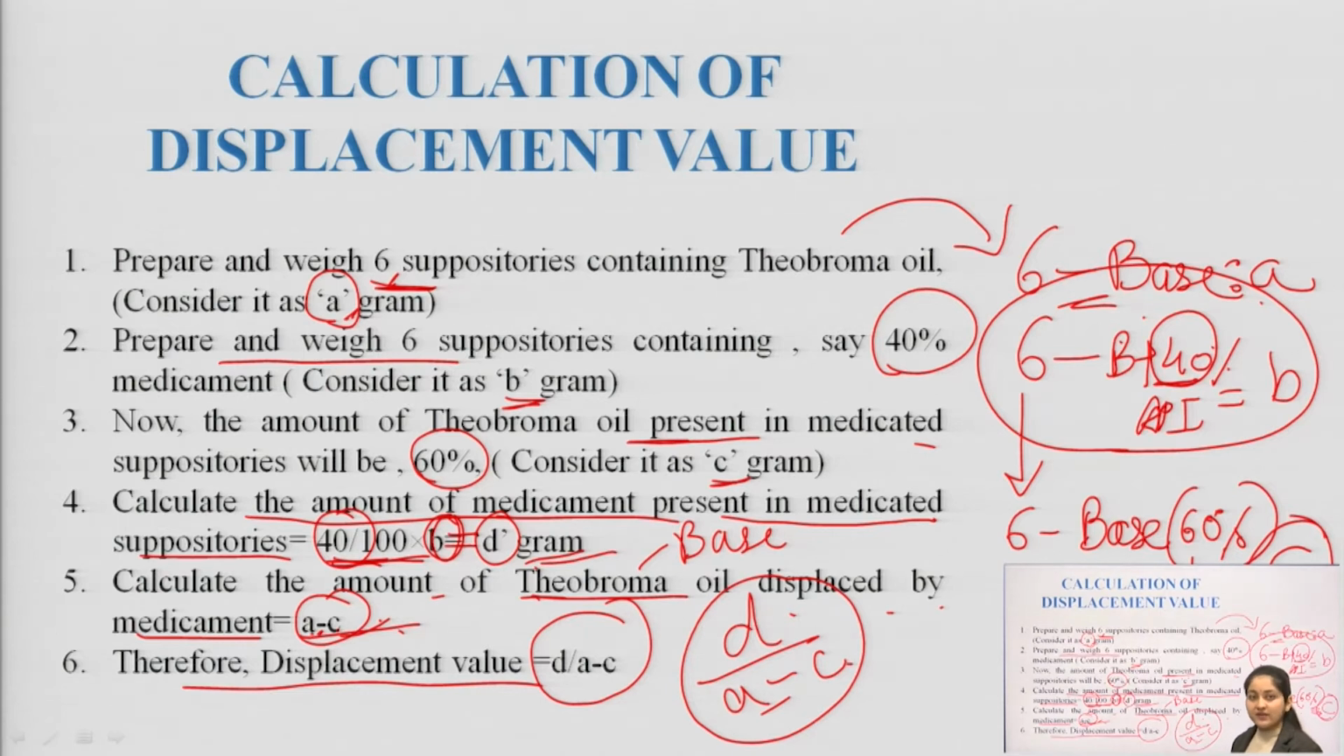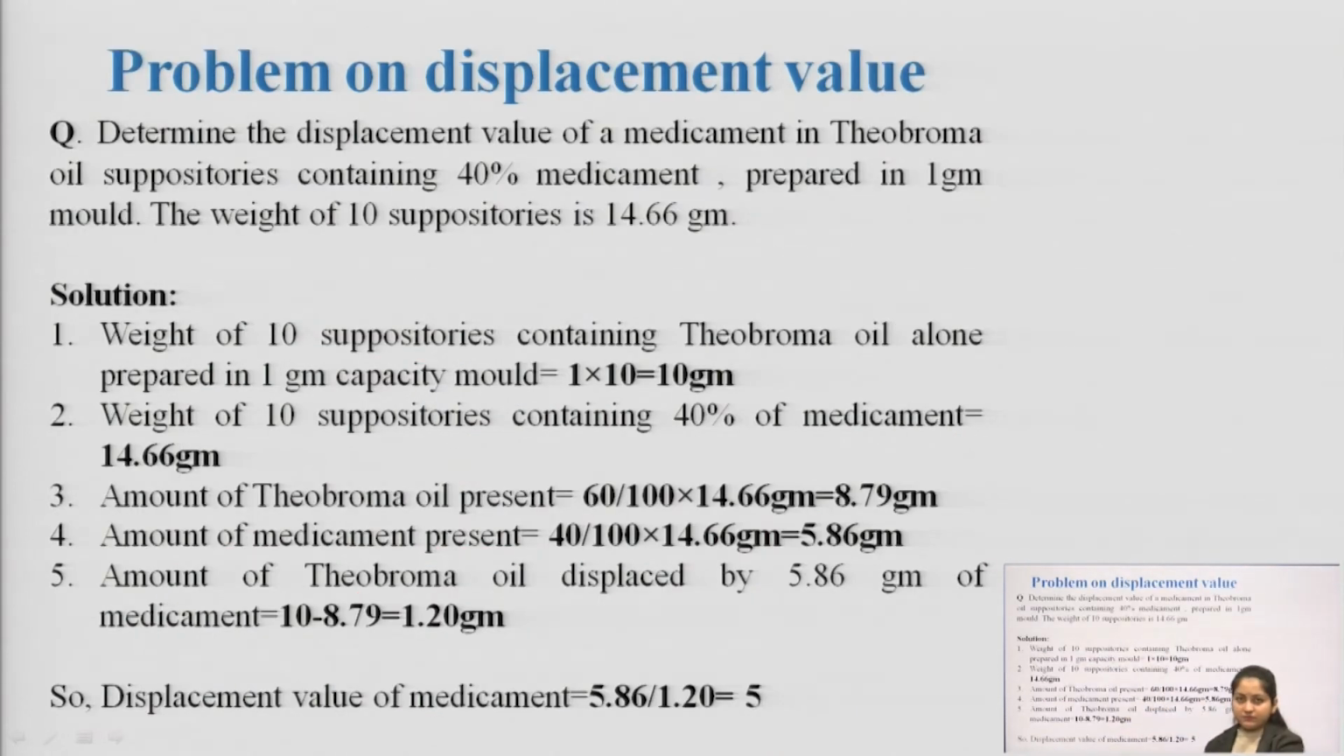So in order to understand these things in a deeper way, let's have a problem on it. This is a problem through which we can understand the displacement value in a deeper way. Let us understand what is being written here. Determine the displacement value of a medicament in theobroma oil suppositories containing 40% medicament prepared in 1 gram mold. The weight of 10 suppositories is 14.66.